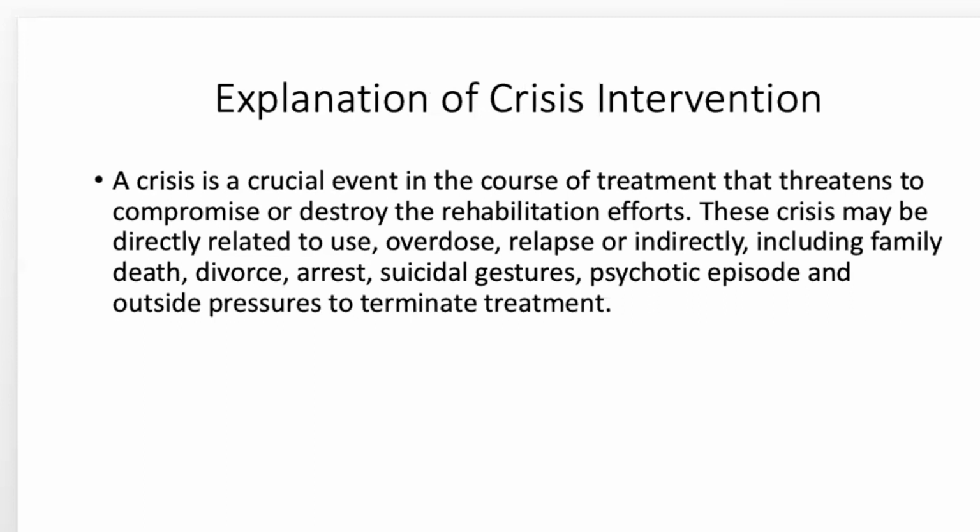Basically, a crisis is when there's a critical event that occurs and the course of treatment has been threatened. Because it's compromised or destroying the rehabilitation effects, these crises may be directly related to use, overdose, relapse, or indirect, including family death, family issues, divorce, arrest, suicidal gestures, psychiatric episodes, psychotic episodes, or outside pressures to terminate treatment.